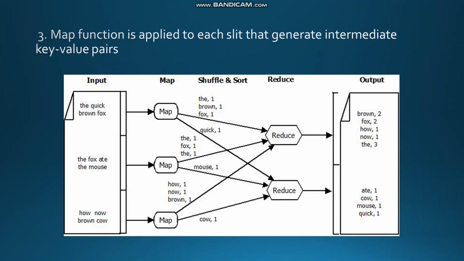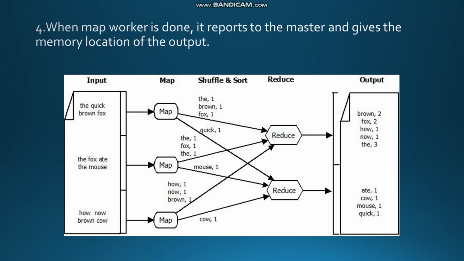Here we have generated the key value pairs for every key with the count it is stored. For example, the is stored 1 time, so its count is 1. Brown is stored 1 time, so its count is 1, and so on and so forth. When a map worker is done, it reports to the master and gives the memory location of the output. Here our map function is done.